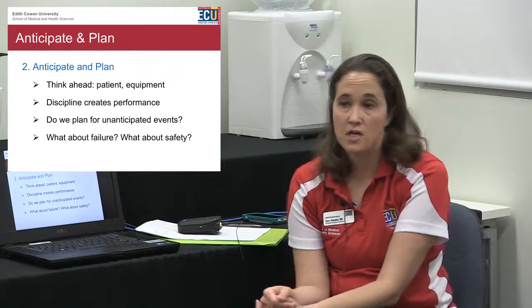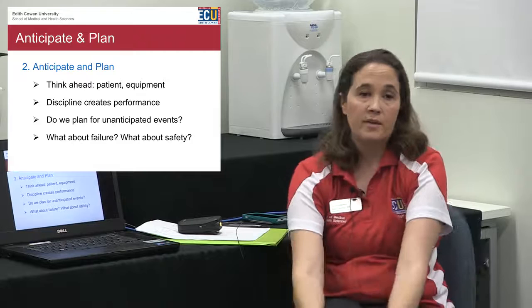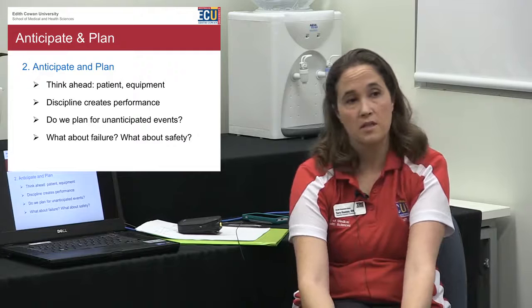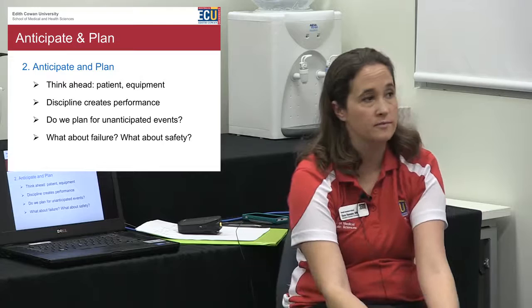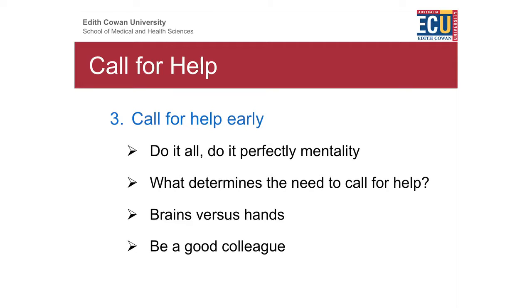What about failure? What about safety? How good are we? I mean, if we take a really close look, do we plan for failure? Do we have contingency plans that we use? Or is it more of a reactive environment? Are we proactive or are we reactive? Generally, we're a reactive culture. So those are things to think about in anticipation and planning and having a discussion with your trainees.